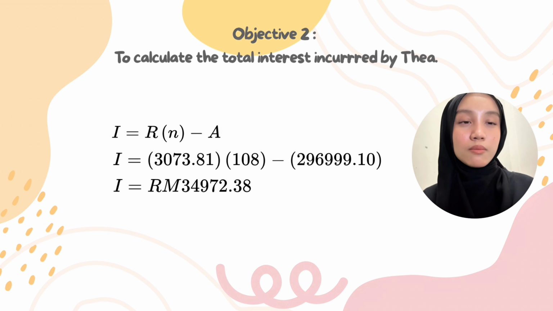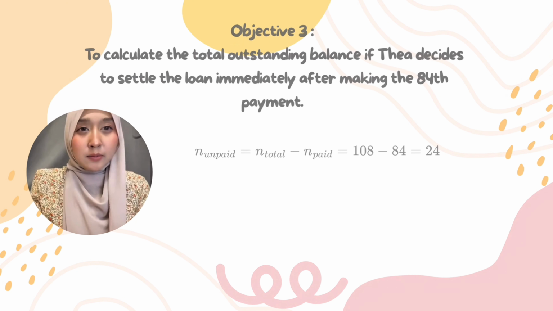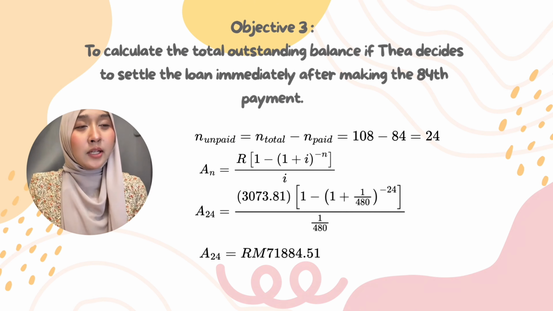For Objective 2, to calculate the total interest incurred by Tia, I equals R multiplied by n, minus A. By inserting the numbers into the formula, you will get 34,972.38 ringgit.